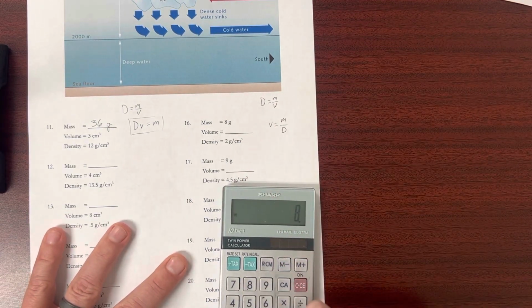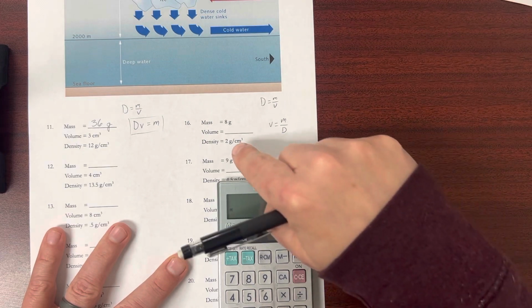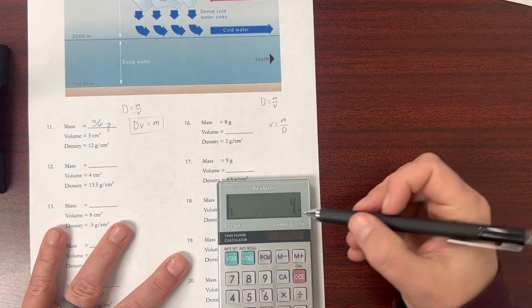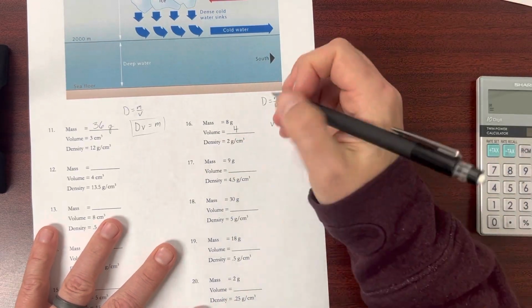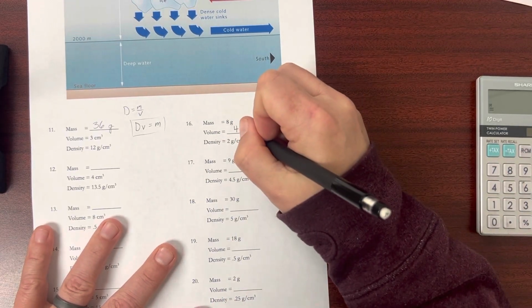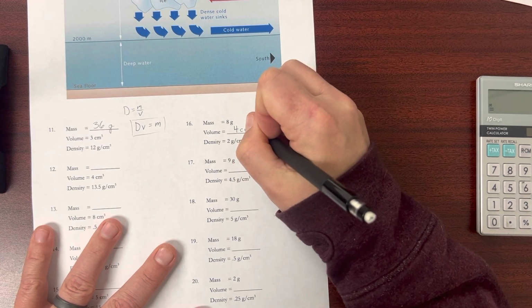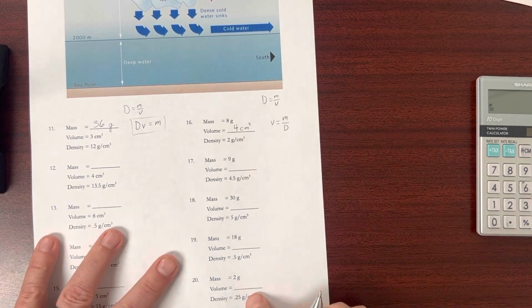Mass is 8 divided by density of 2. That gives me a volume of 4. Don't forget your units. The volume is 4 centimeters cubed. And do that for the rest of this column.